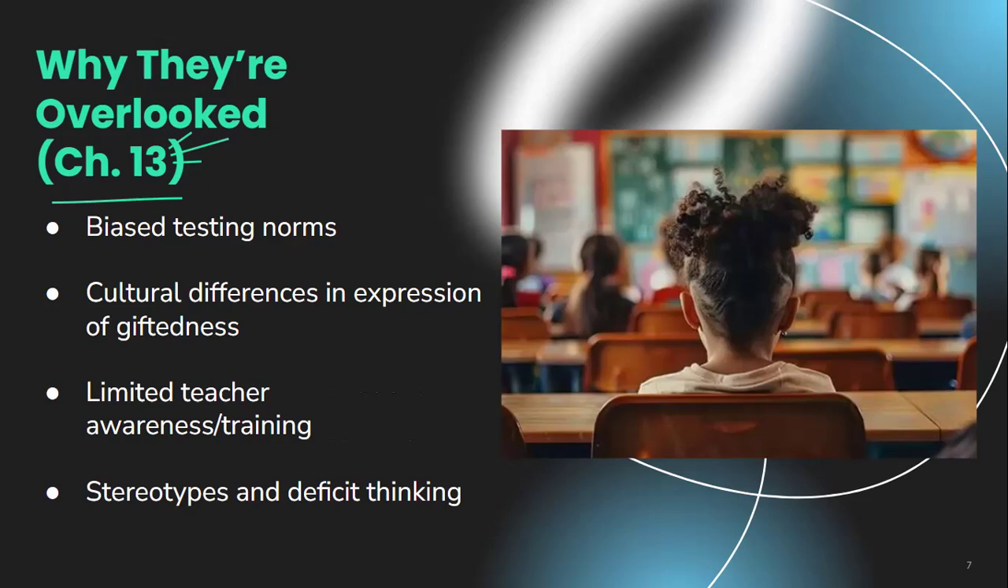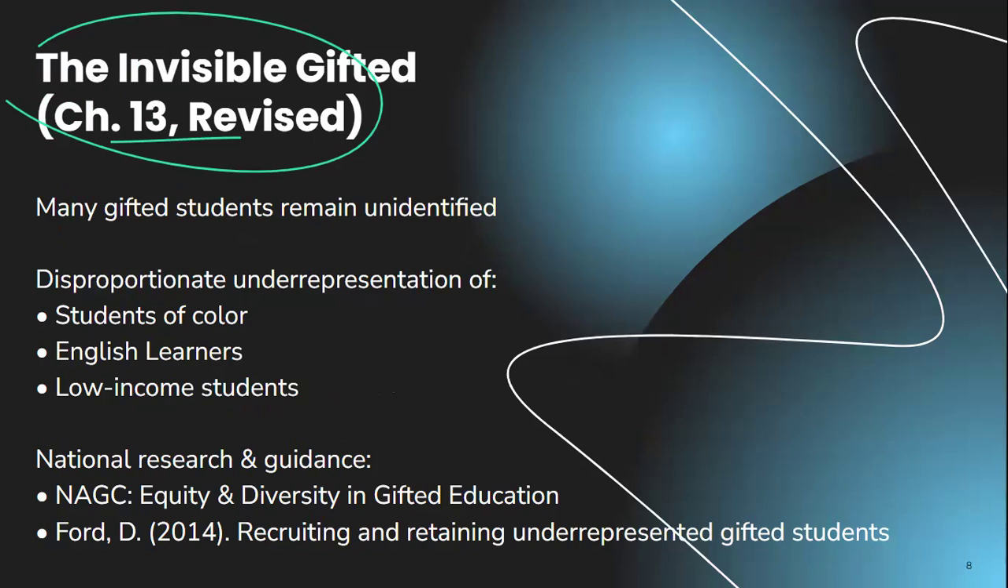Second, cultural differences shape how giftedness is expressed. For example, some students may show creativity in oral storytelling rather than written work. Teachers may not have training to recognize gifted traits in diverse learners. And finally, stereotypes and deficit thinking can blind educators to strengths in students that they perceive as struggling. So these are some things that sometimes cloud our vision as teachers, and it's again why we overlook these students who should at least have an opportunity to be tested for gifted.